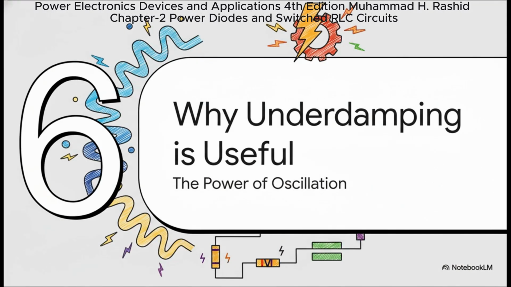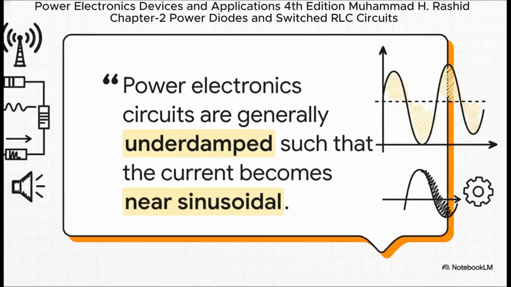So you might be thinking, okay, this is pretty cool, but why are we so focused on this bouncy, underdamped behavior? I mean, in a lot of electronics, oscillation is a huge problem you try to get rid of. But in power electronics, well, it's a tool. This quote from our source material really says it all. We often design these circuits to be underdamped. We do it on purpose. That oscillation, that bounce, it isn't a bug, it's a feature, and it's one we can use.